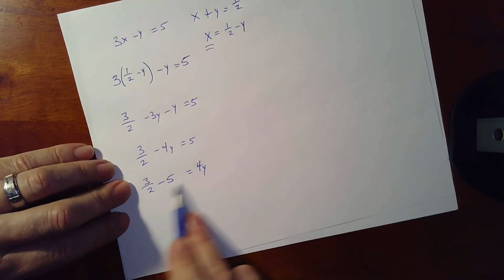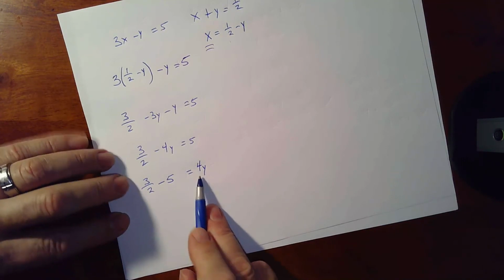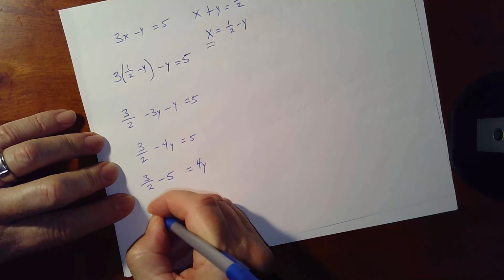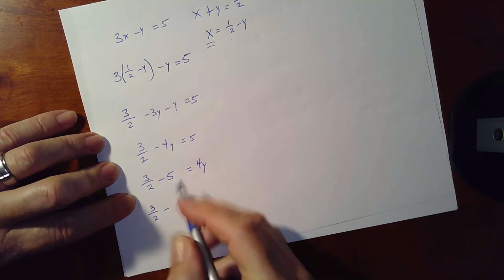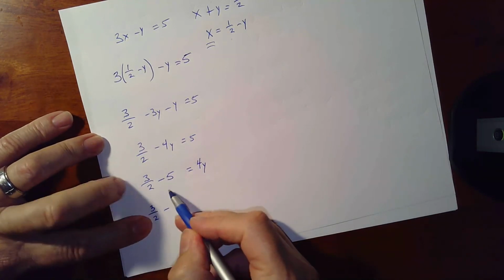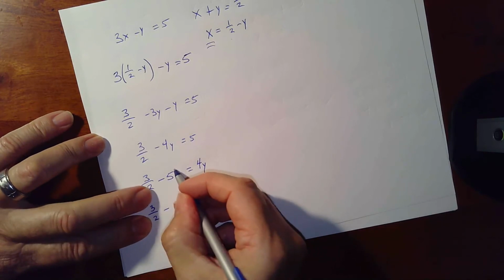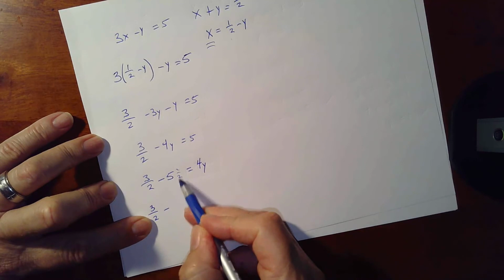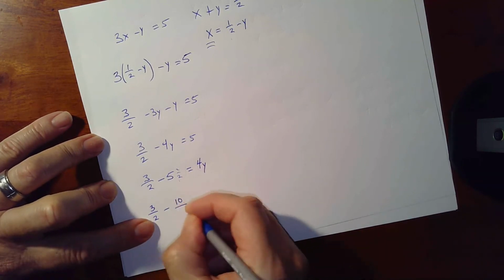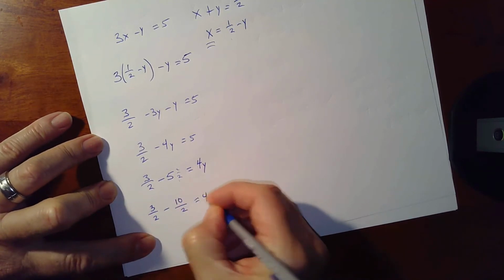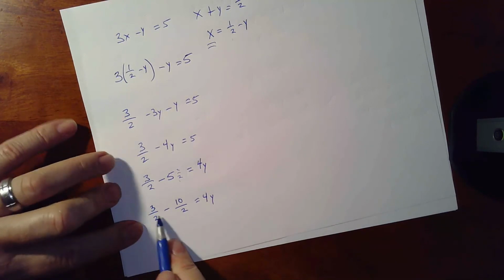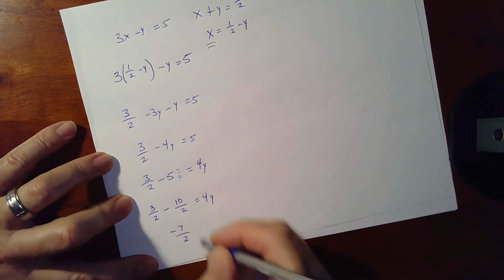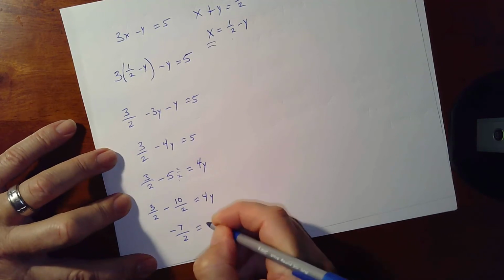It might be easiest to deal with this before we have to deal with the 4. So what is 3/2 minus 5? I'm going to get these in equivalent terms, so I'm just going to multiply this by 2 over 2 to make this a 2 on the bottom. So this is 3/2 minus 10/2 equals 4y. So 3 minus 10 is negative 7/2 equals 4y.